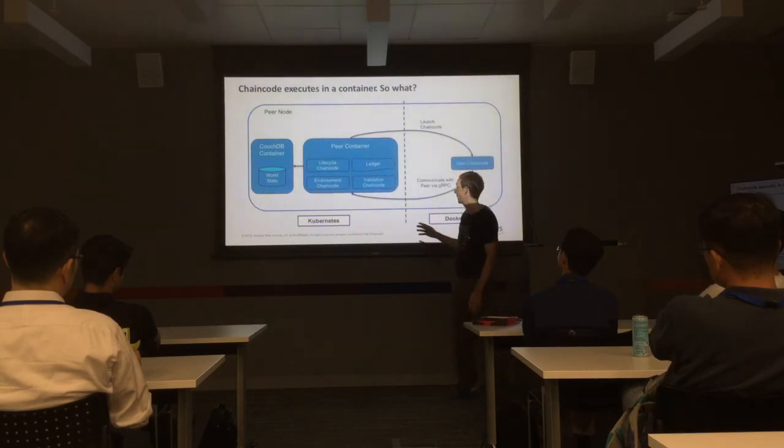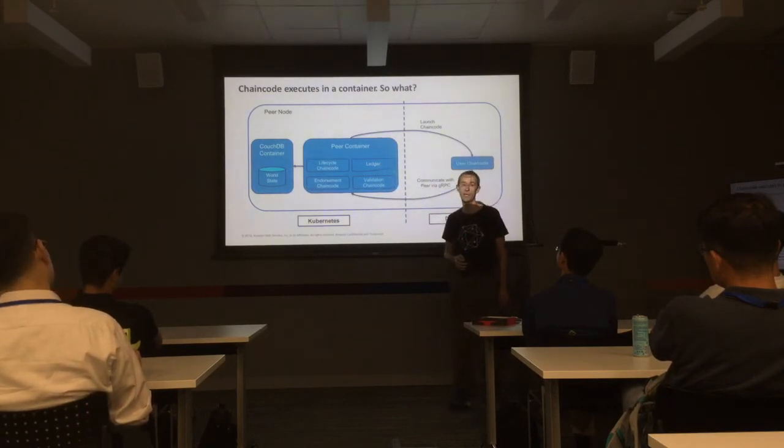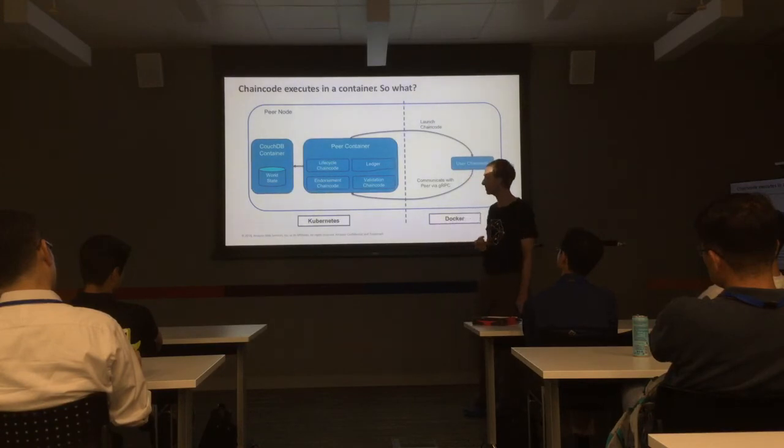The one way is you pass some argument to the Peer. When the Peer starts the user chain code container, it passes the IP address of the Peer. And then the chain code container will communicate with the Peer on that IP address. So that's one way of doing it. The other way of doing it is even less pleasant.